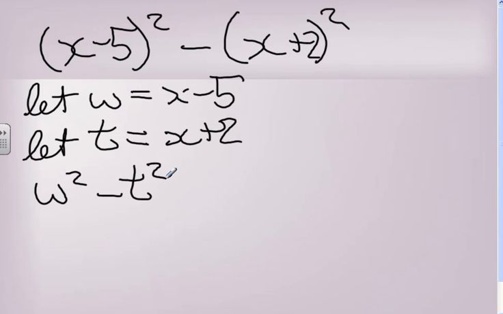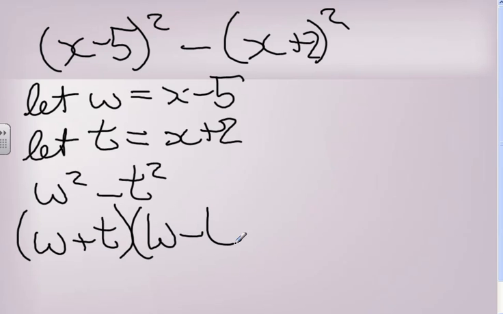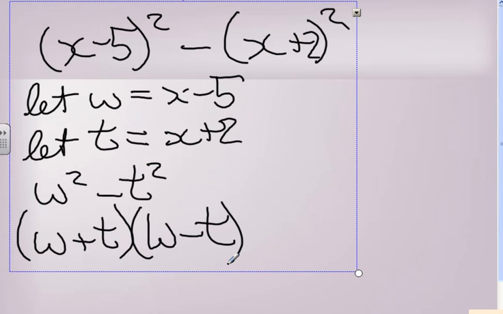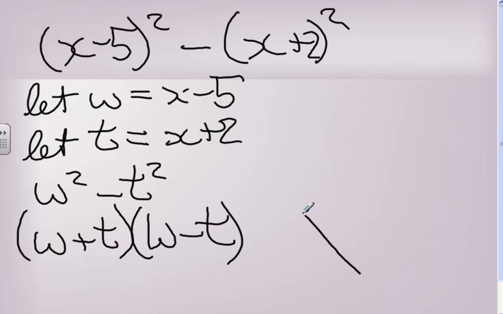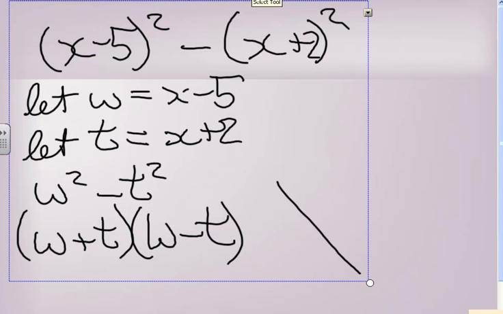minus t squared. Well, factor this out, I end up with w plus t and w minus t. Not done yet. I'm going to make myself a little bit more room.